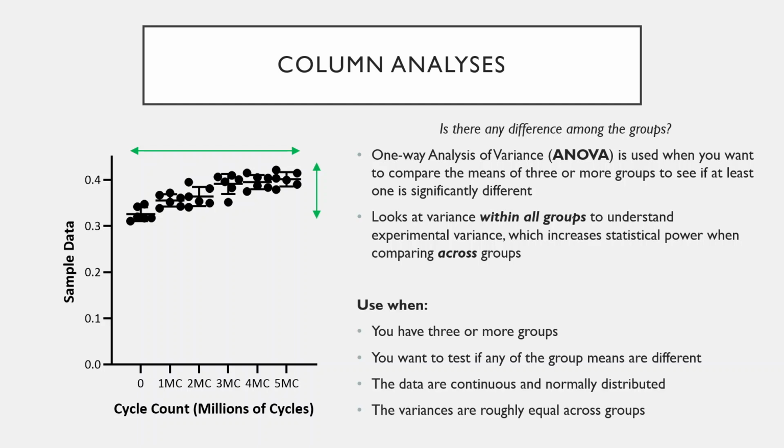So you want to use an ANOVA when you have at least 3 or more groups. You want to test if any of the group means are in general different. The data is continuous, meaning not discrete, and is normally distributed. And the variances are roughly equal across the groups. So in this case, you can assume, even if you technically look at a standard deviation or variance within each group, you're going to find that they're different.